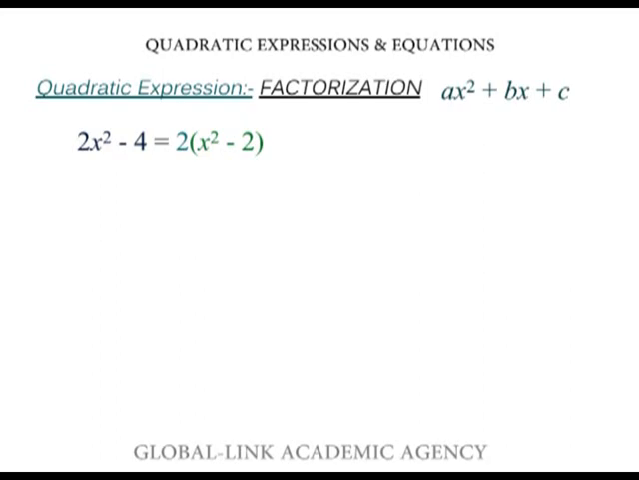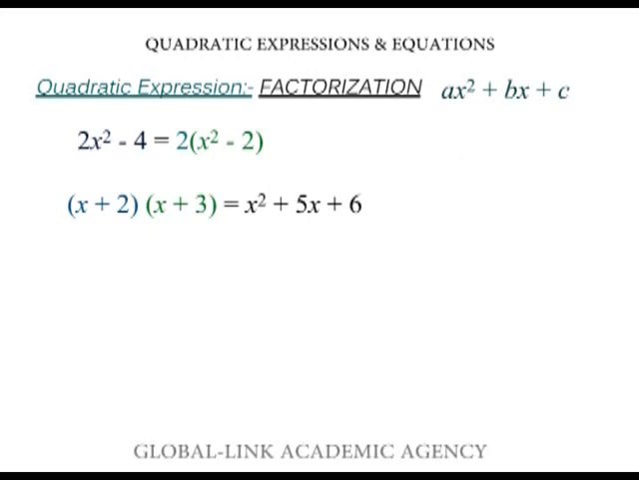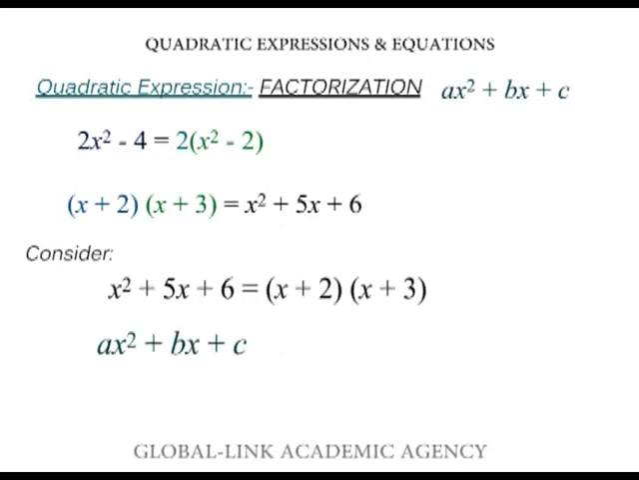So how then do you find the factors of a quadratic expression? (x + 2)(x + 3) is equal to x squared + 5x + 6. The factors of x squared + 5x + 6 are (x + 2) and (x + 3). Having the quadratic expression, we can find its factors. For the expression x squared + 5x + 6 is equal to (x + 2)(x + 3), note the following.